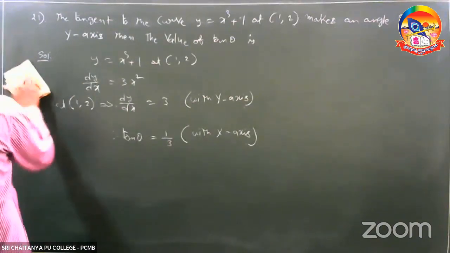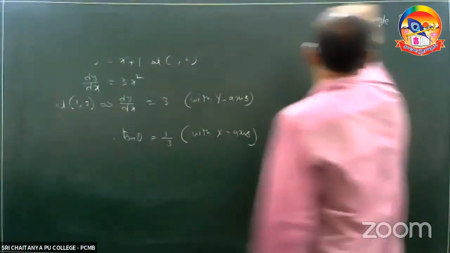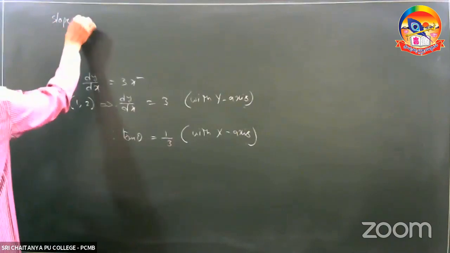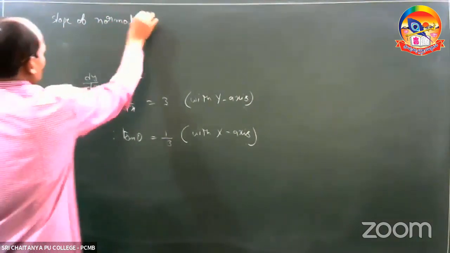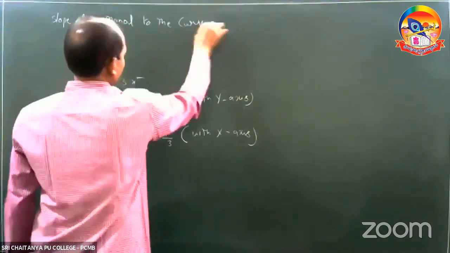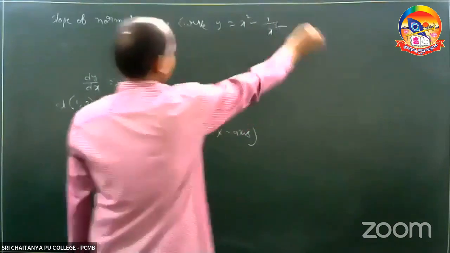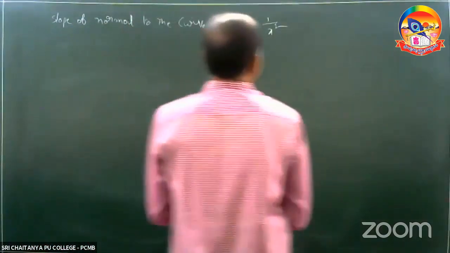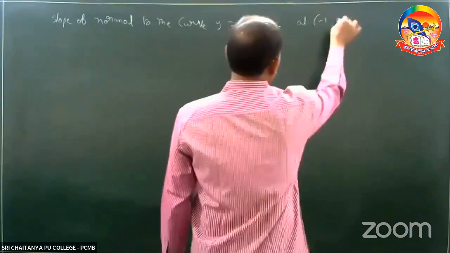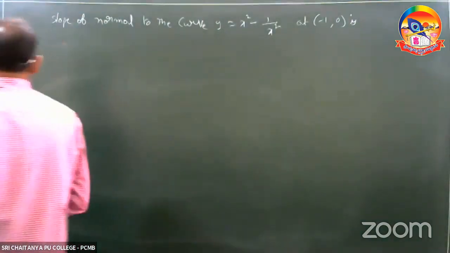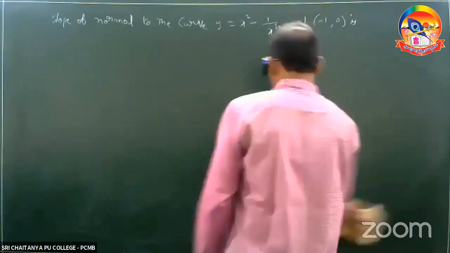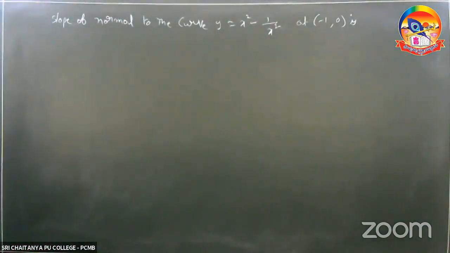Okay, right, next 21st. Slope of normal to the curve y is equal to x square minus 1 by x square at minus 1 comma 0 is.